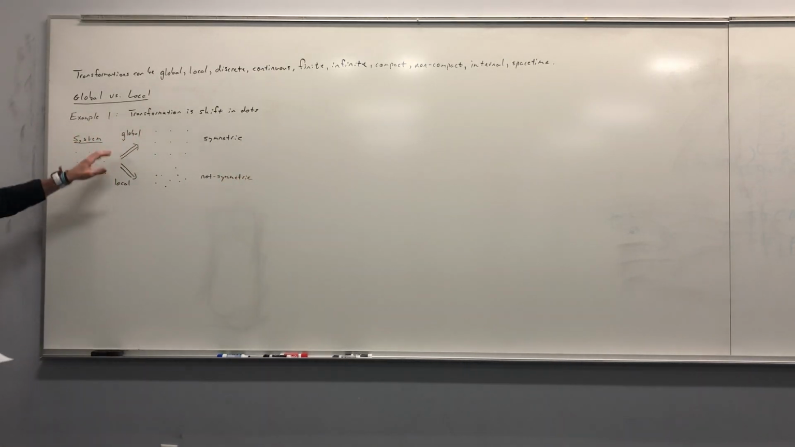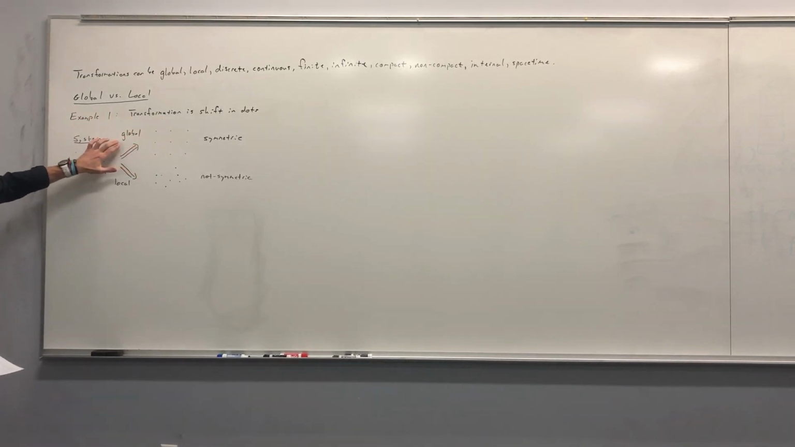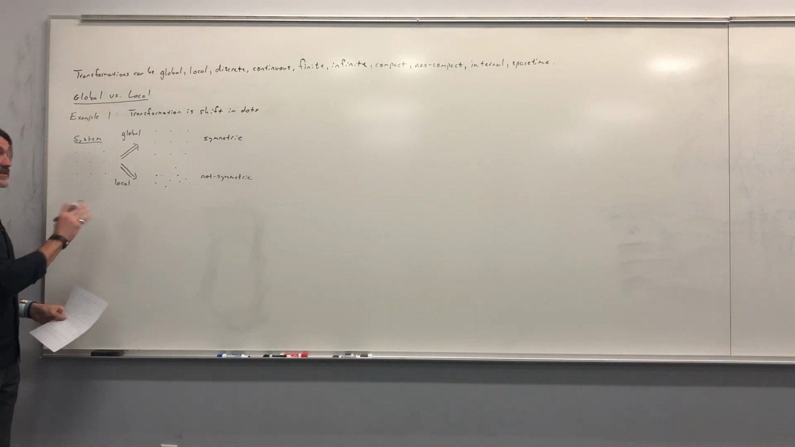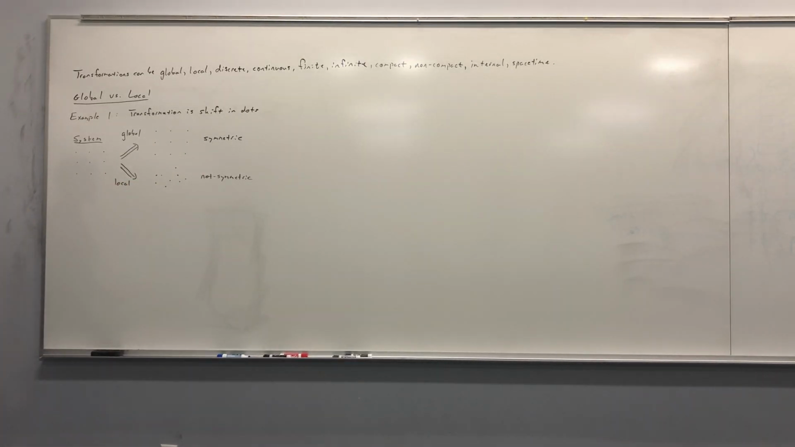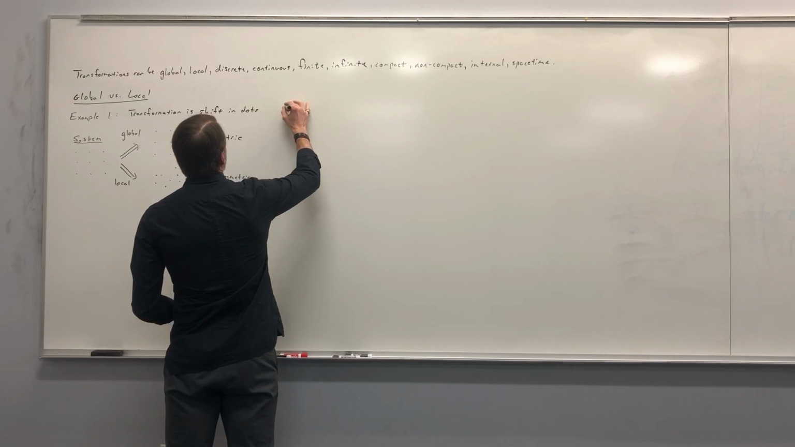So we have a situation where we have a system, and we're considering a transformation. If we do it globally, the system is symmetric. If we do it locally, it's not symmetric. Now that might leave you wondering, well, how are you ever going to have a local transformation that's symmetric? Let me give you an example. So example 2.